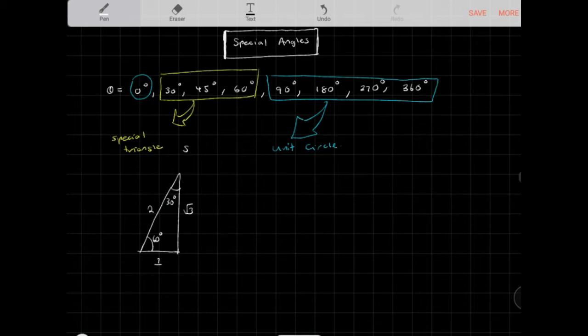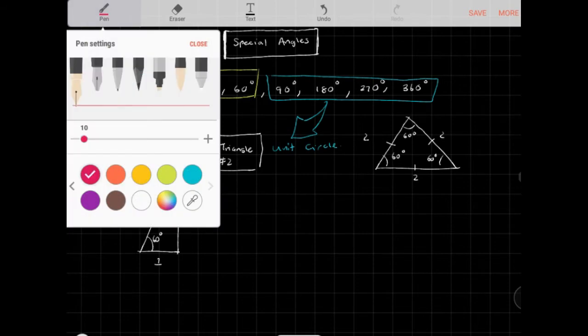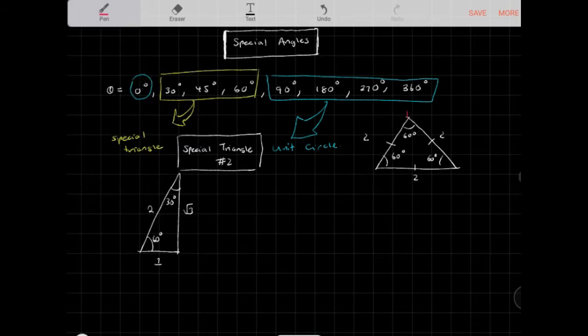Now, a quick way of remembering how to create this special triangle is to take an equilateral triangle. I didn't draw it to scale, but bear with me here. Let's say that this is 2 units by 2 units by 2 units, and this is 60 degrees by 60 degrees by 60 degrees. What we do is we basically take our magical scissors here and we cut this guy in half.